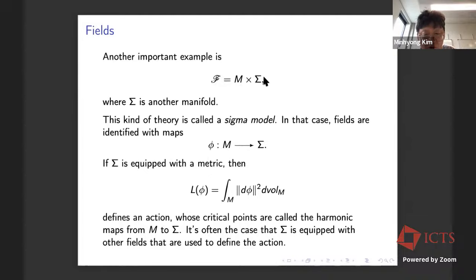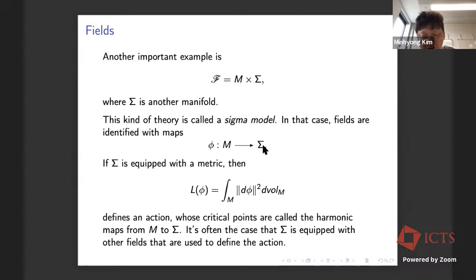But now, if sigma also has a metric, then you can take d phi and take the norm squared of that in an appropriate sense. This will be a section, if you'd like, of the pullback of the tangent bundle of sigma tensored with the cotangent bundle of M, right? That has a metric, and there's the norm squared there. Then you integrate it over M. So that's an action, a function of maps. And these critical points are sometimes called harmonic maps.